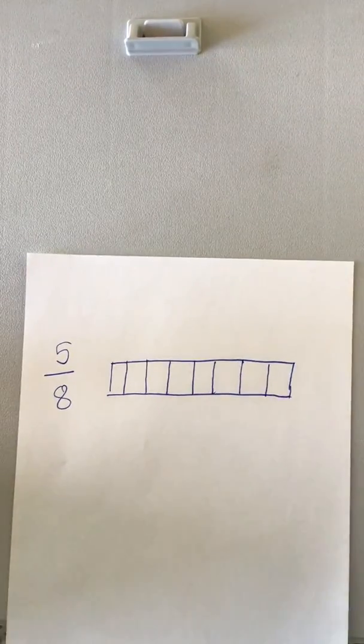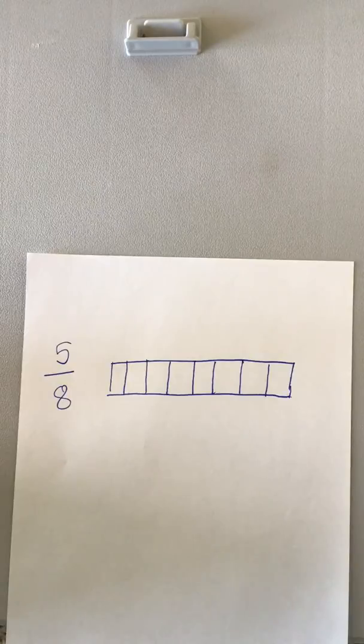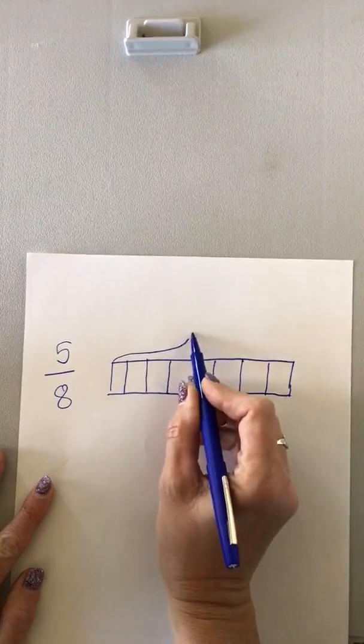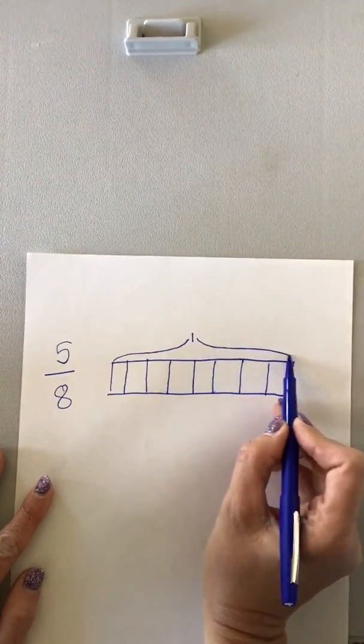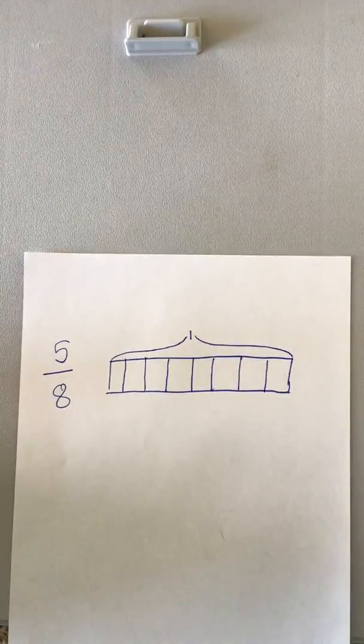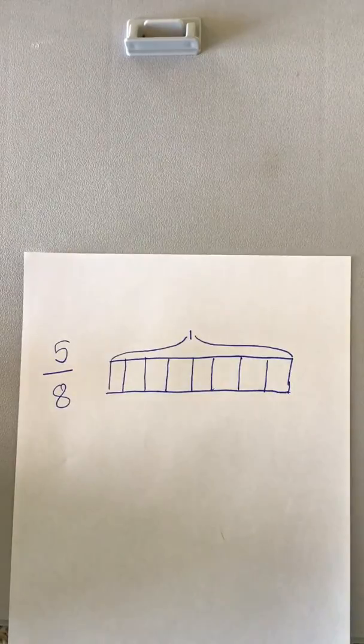Okay, I'll give you a little bit of time. Go ahead and draw your whole represented by 8s. Okay, and now I know I have to indicate that this is 1 whole, so let's do our little line up here. It shows this whole fraction bar, this whole tape diagram equals 1 whole. Okay, now we're going to shade.